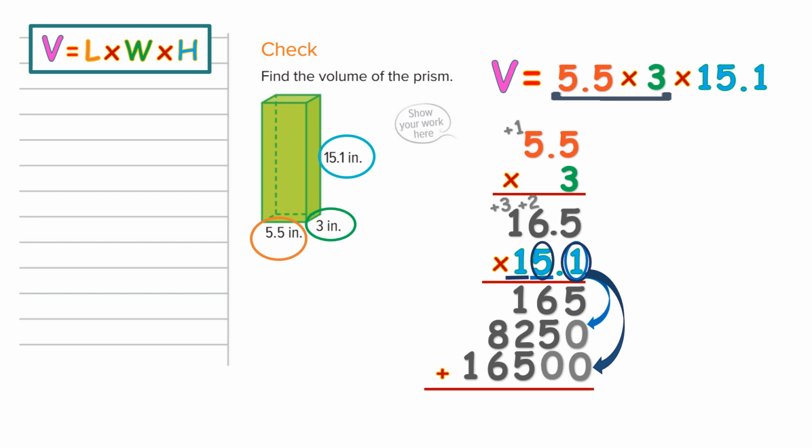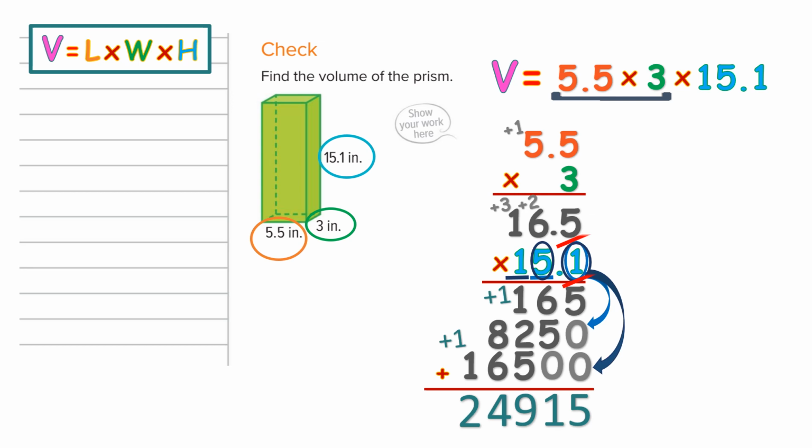to do my adding. 5 and 0 is 5. 6 and 5 is 11. Put down my 1, carry my addition of 1. 5, 2, 1, and 1, that's 9. 8 and 6 is 14. Put down my 4, carry my addition of 1. And 1 and 1 is 2.